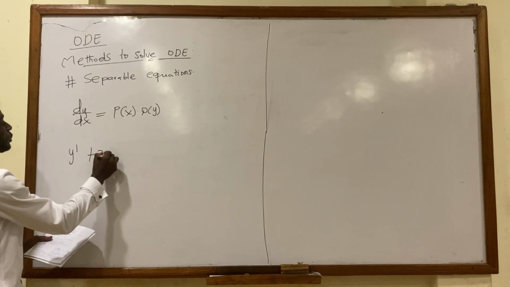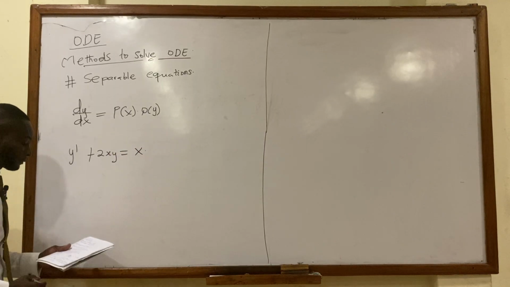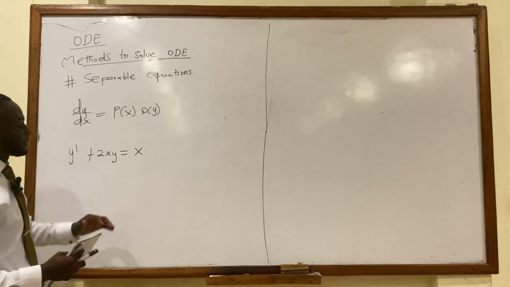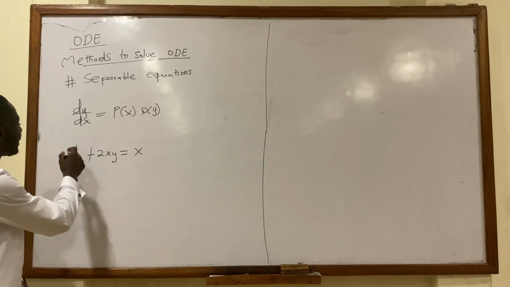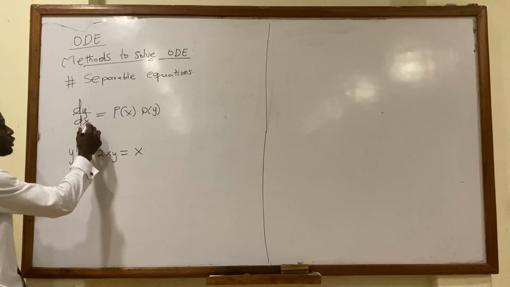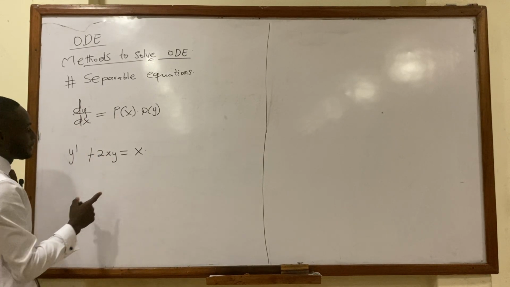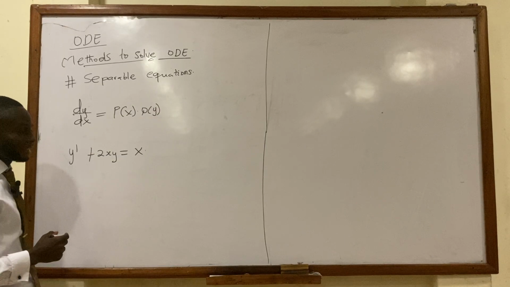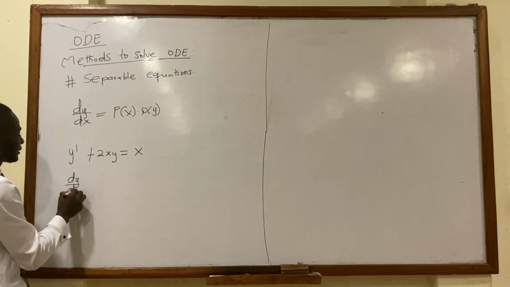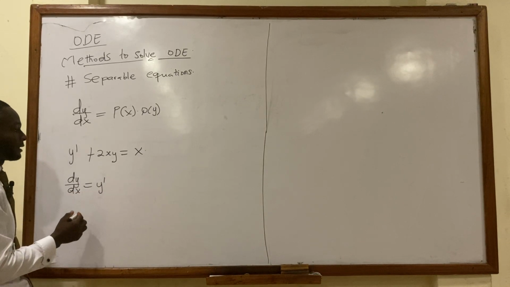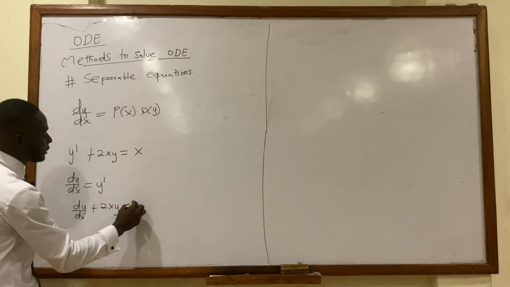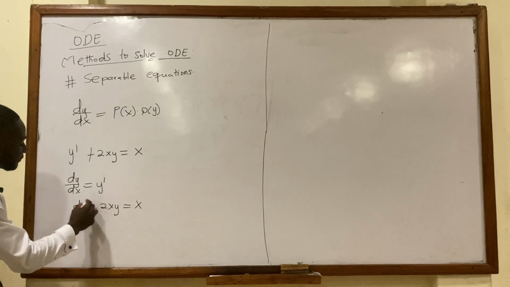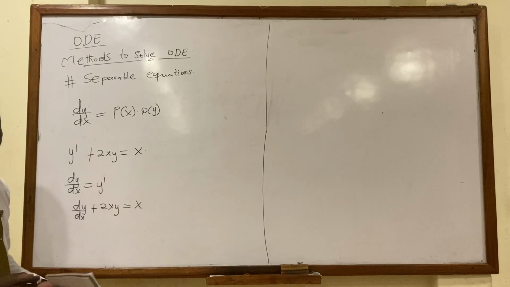y prime plus 2xy is equal to x. All right, this example is basically in the form of separable equations. But then this is y prime. We have to change it back to dy dx before we can separate these terms into x and y components. So dy dx is equal to y prime, right? So we have dy dx plus 2xy is equal to x. All right, and now we have it.